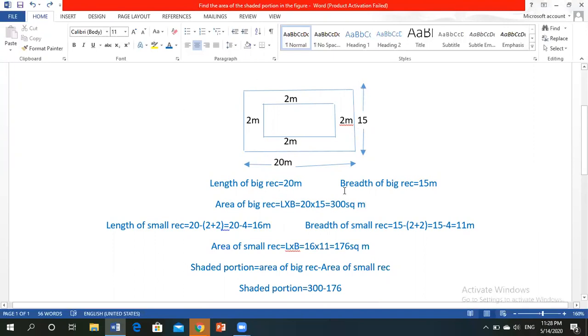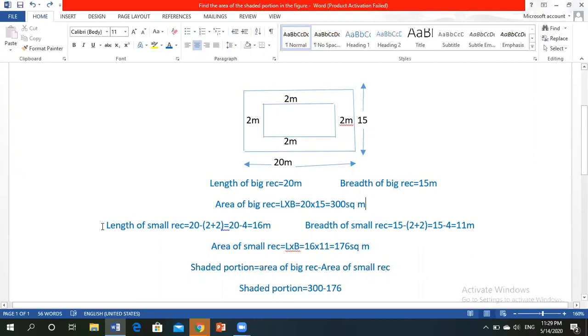How can we find the area of the shaded portion? We can find the area of the shaded portion by subtracting the area of the small rectangle from the area of the big rectangle. That's why we first of all found the area of the big rectangle. Now we will find the area of the small rectangle, then we will subtract both the areas and we will find the area of the shaded portion.